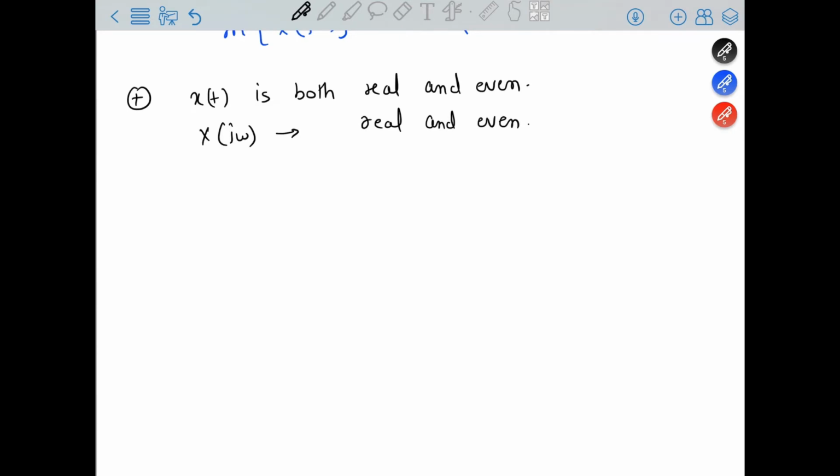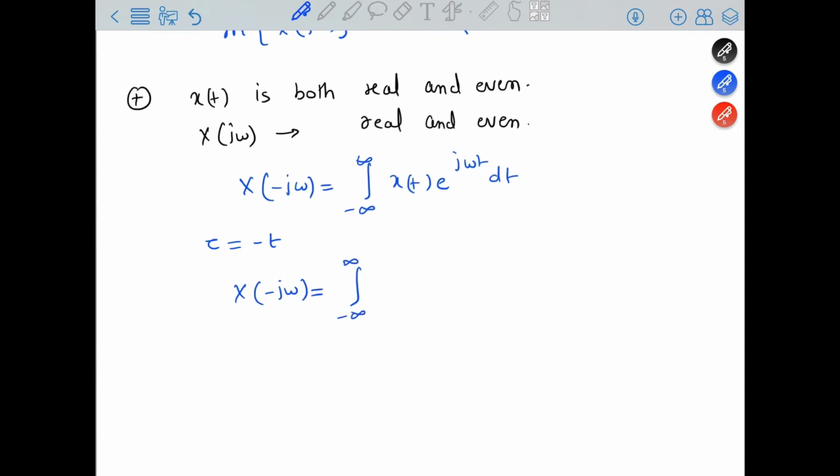This can also be derived using a small derivation. Suppose we write X(-jω), that will be equal to the integral from minus infinity to infinity of x(t) e^(jωt) dt. We are just replacing X(jω) with X(-jω) in the Fourier transform equation. Now we replace τ, which is equivalent to -t. So X(-jω) will be equal to the integral from minus infinity to infinity of x(-τ) e^(-jωτ) dτ. And we are saying that our x(t) is an even function, so x(τ) will be equal to x(-τ).